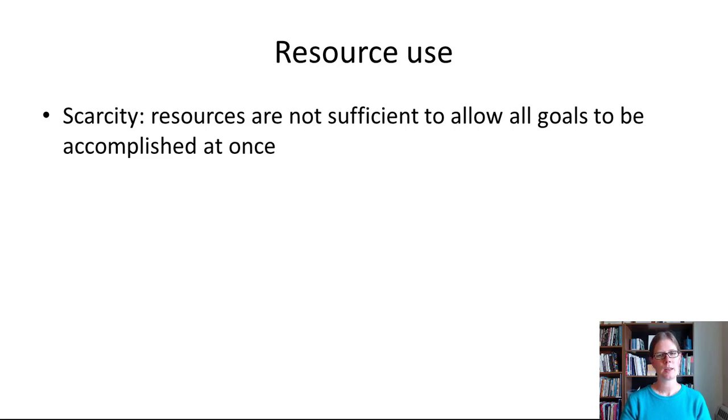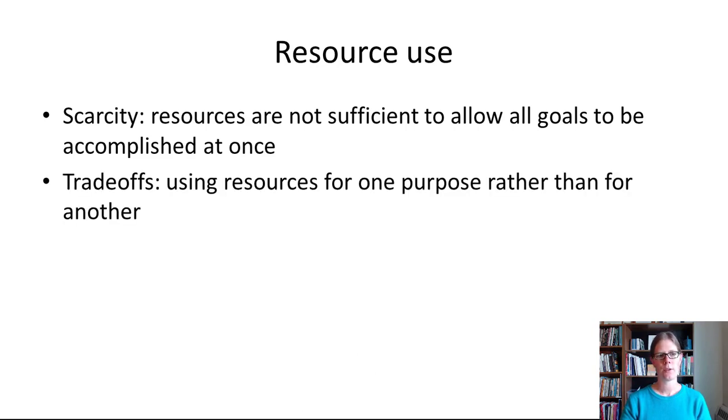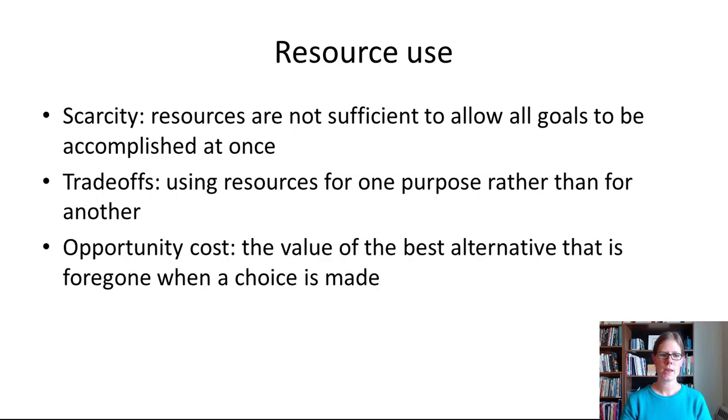Scarcity does not necessarily mean that the absolute quantity of resources available is small. Instead, it means that resources are limited in relation to our goals or what we want to do with them. Scarcity means that we have to make trade-offs. So if we choose to use our resources for one purpose, because they're limited, that means we can't use them for another purpose. So to get more of one good, we have to trade off the production of another good. The cost of making a trade-off is the opportunity cost.